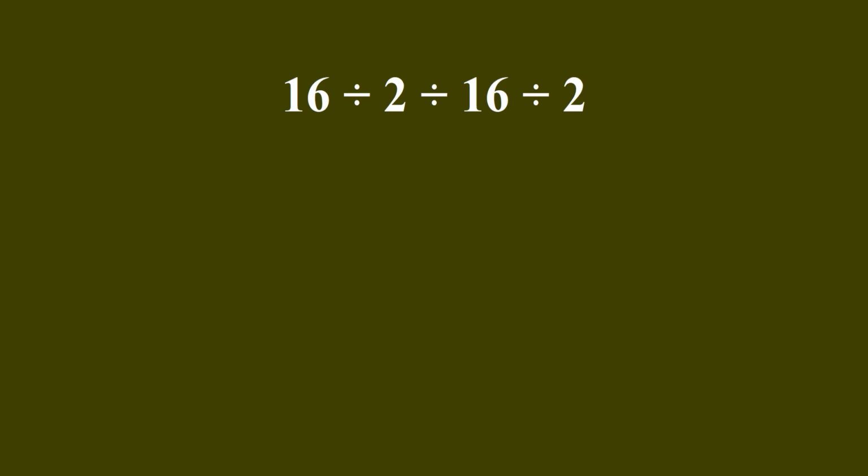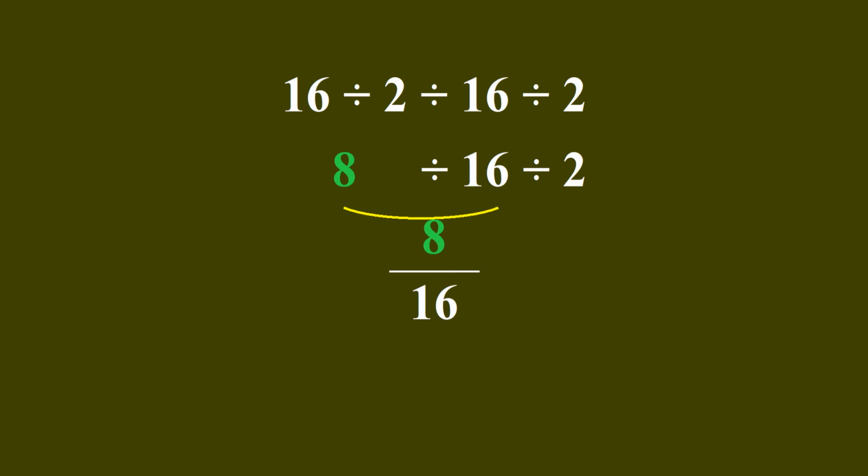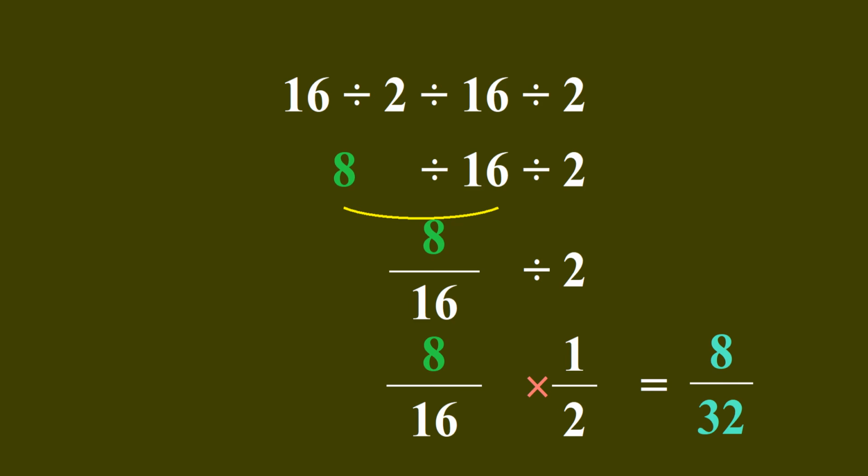So we have first this division, 16 divided by 2 equals 8. So we have 8 divided by 16 divided by 2, and we can write this part as 8 over 16 divided by 2. So we must keep the first fraction 8 over 16 and change division to multiplication times, then flip the second fraction 1 over 2 which equals 8 over 32. And this is our final answer for this problem.